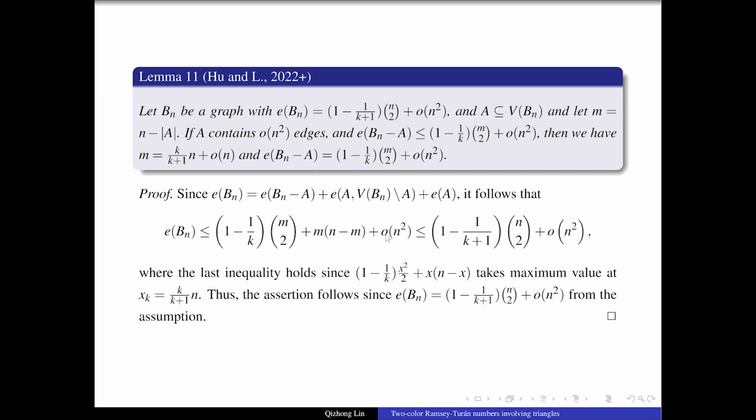From this proof, we can also have the following lemma. Indeed, the idea is, I think, very similar.